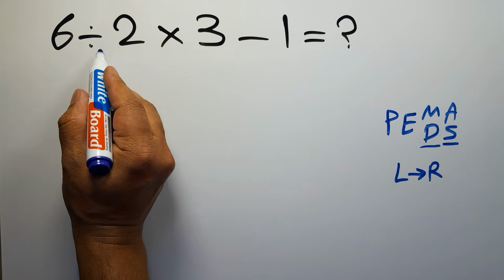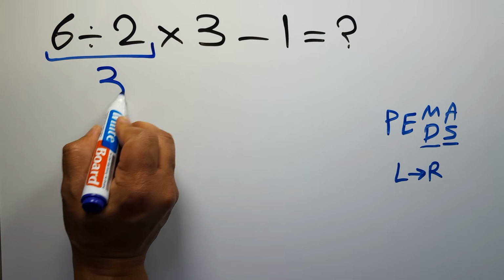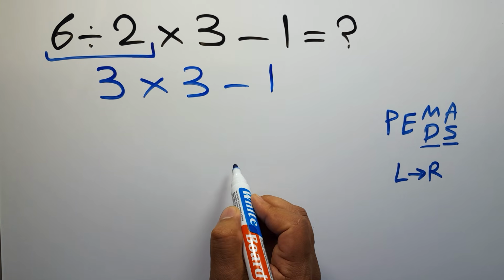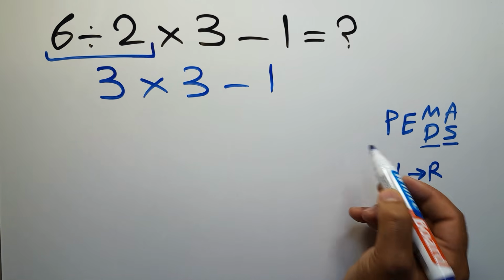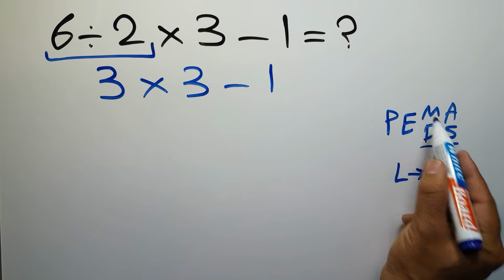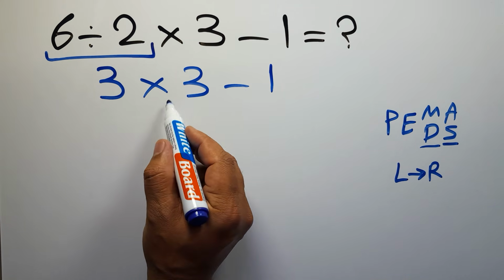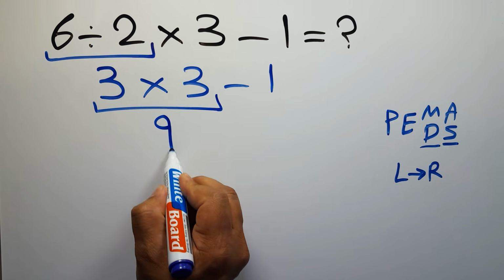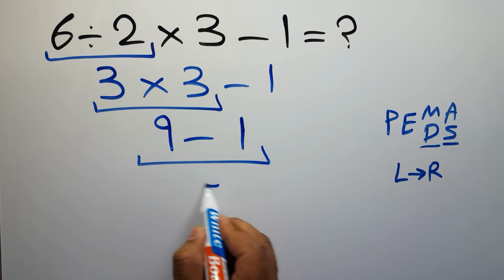So first we have to do this division, 6 divided by 2, which equals 3. So we have 3 times 3 minus 1. Now we have one multiplication and one subtraction. According to PEMDAS, multiplication has higher priority than subtraction because multiplication comes before subtraction. So here, first we have to do this multiplication. 3 times 3 equals 9. So we have 9 minus 1, which equals 8.